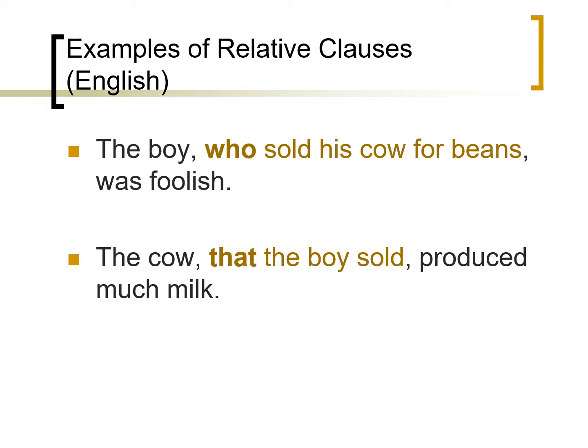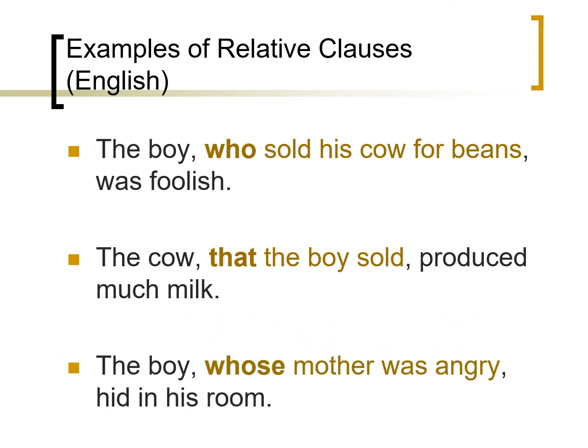The cow that the boy sold produced much milk. Which cow? What cow are you talking about? The one that the boy sold. And what word is the antecedent? Cow. What pronoun is that? And the whole clause is that the boy sold. The boy, whose mother was angry, hid in his room. What is whose replacing? What is its antecedent? Again, boy. And whose mother was angry tells us again more about boy.